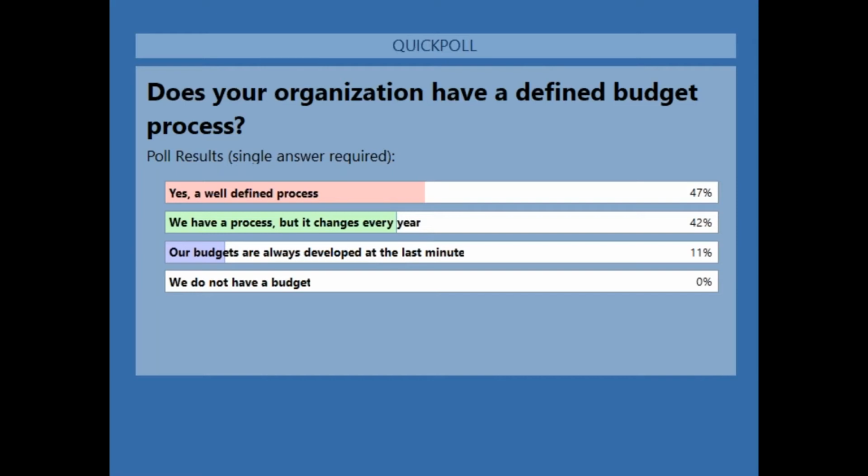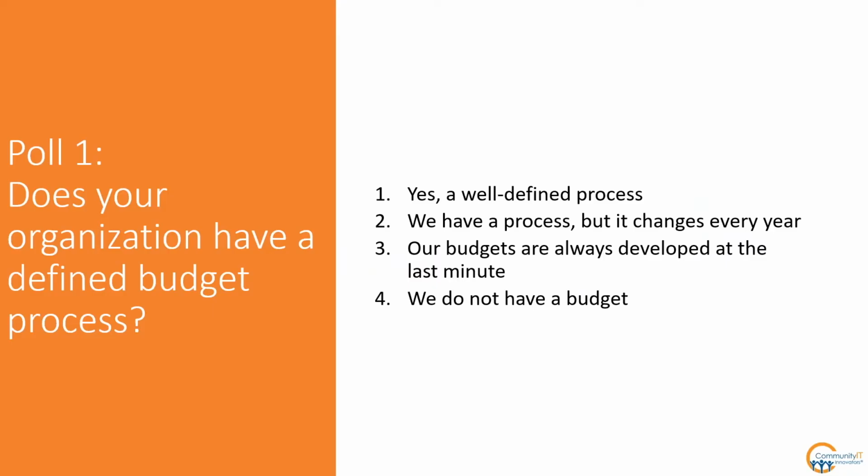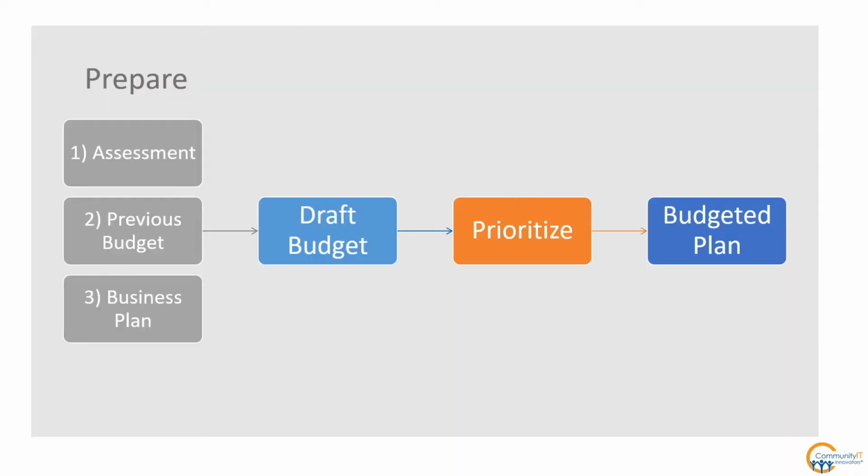Great. Well, it seems like almost all of you have some sort of process, in some cases a well-defined process, in other cases a process that changes every year. And obviously, depending on your role in the organization, and certainly if you're in IT, you may not have a whole lot of control over the budgeting process. You're sort of subject to the process that the organization as a whole is following. But I think some of the things that we're going to talk about in the webinar today, you can incorporate into your current process, and I think you'll find that very useful.